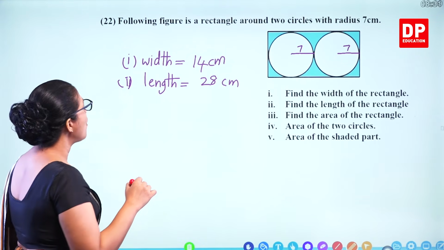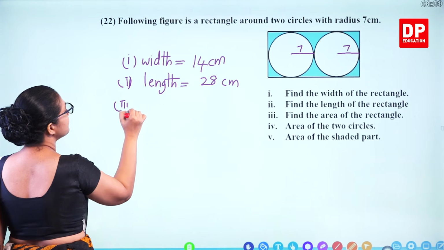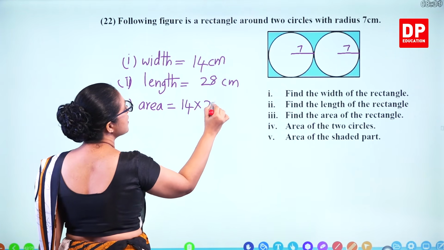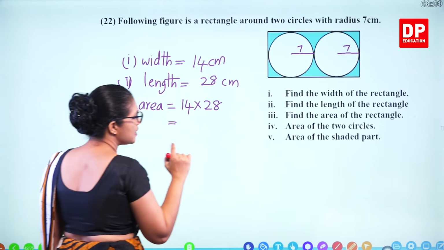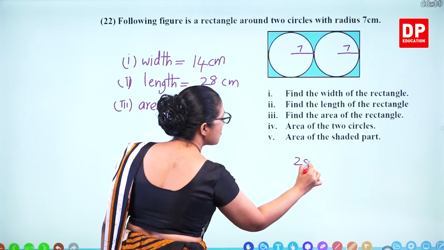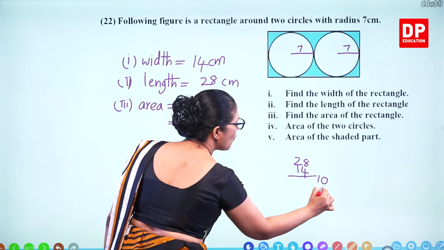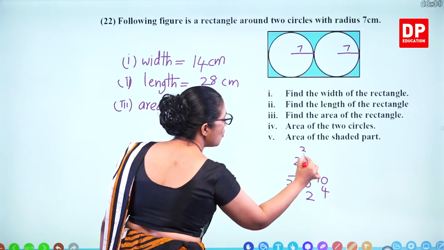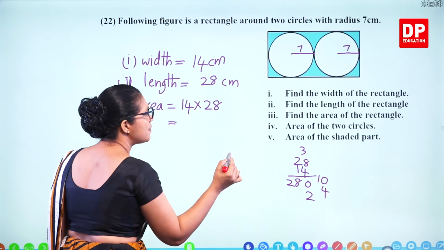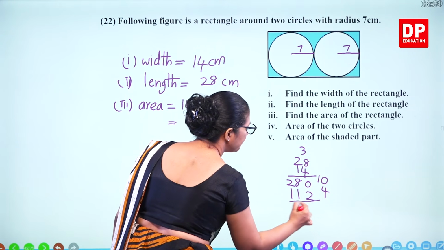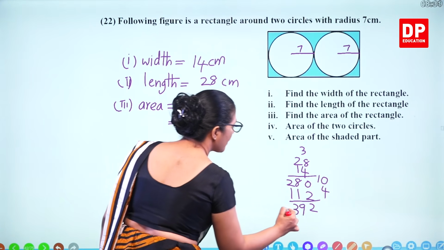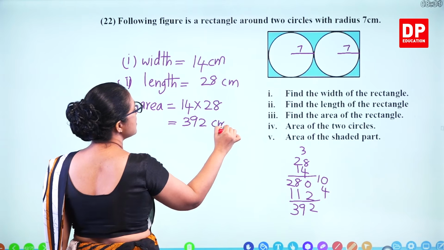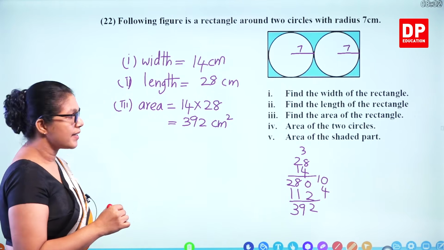Then find the area of the rectangle. Area becomes length into breadth. Multiply this one. 28 multiplied by 14, 10 and 4. 4 times 8, 32. 4 times 2, 8. 8 plus 3, 11. 392 square centimeters is the area of the rectangle.